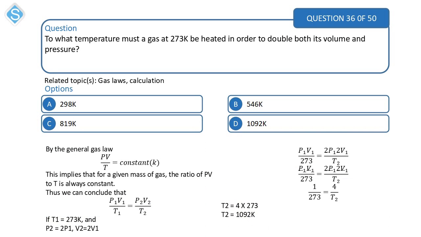At what temperature must a gas at 273 Kelvin be heated in order to double both its volume and pressure?